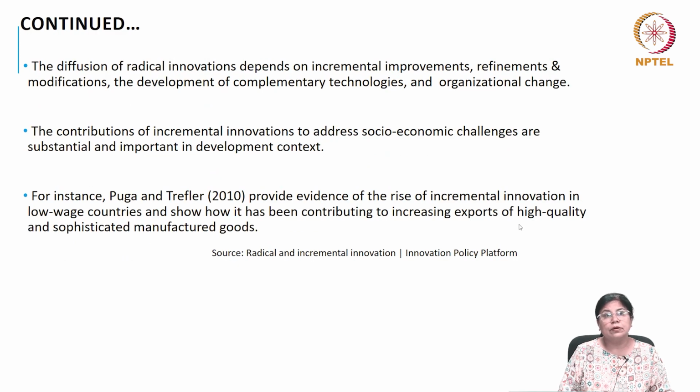When we look at the diffusion of radical innovation, we find that it depends upon incremental improvements. For instance, consider the way smartphones were introduced, and how over a period of time there were incremental improvements, whether increasing the power of the cameras, or the battery, or adding different types of apps which make the working of individuals much easier, and also the refinements and modifications, the development of complementary technologies and organizational change.